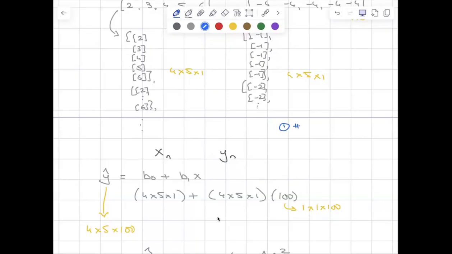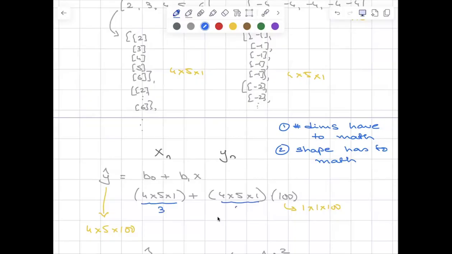So one is the number of dimensions have to match. And the second is the shape has to match. Right? So the number of dimensions here is 3. The number of dimensions here is 3, but the number of dimensions here is 1. So if you follow rule 1, I've got to extend it to 3. So I get a 1 by 1 by 100. Is this fine? Yes. Yes.